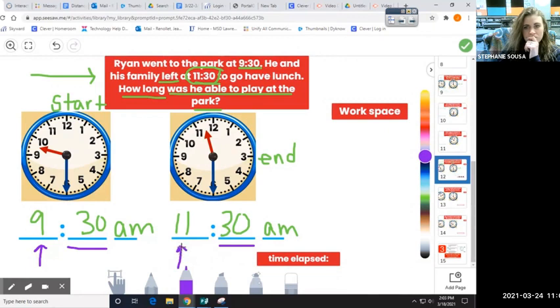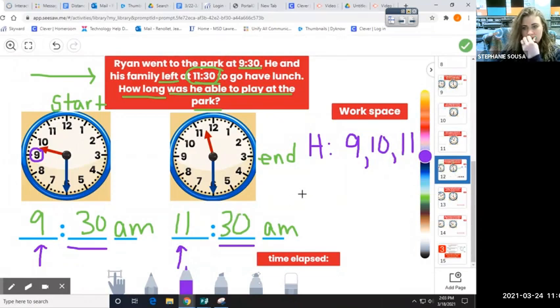There are two ways for me to think about this as I consider the hours in my problem. If Ryan started at 9 a.m., I can count on from 9 to see how much passes until I hit 11. I can count on by starting at 9, counting to 10 hours, 11 hours, and stop.